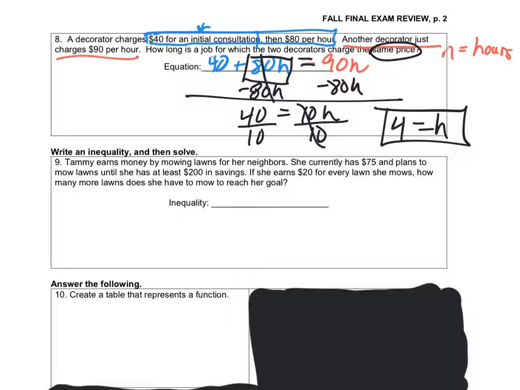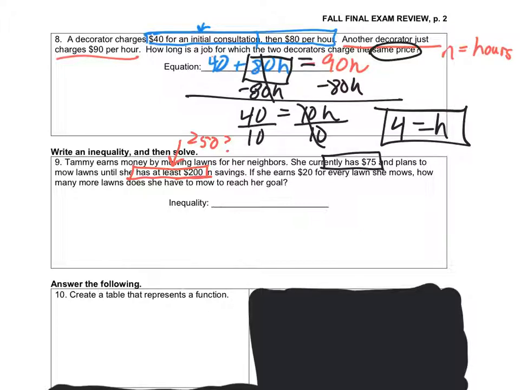All right, number 9. Tammy earns money by mowing lawns for her neighbors. She currently has $75 and plans to mow lawns until she has at least $200 in savings. Okay, she currently has $75, so that's her starting point. She plans to mow lawns till she has at least $200. Now, if she mows until she has $250, is that okay? Yeah, that's fine because she wants it to be $200 or more.